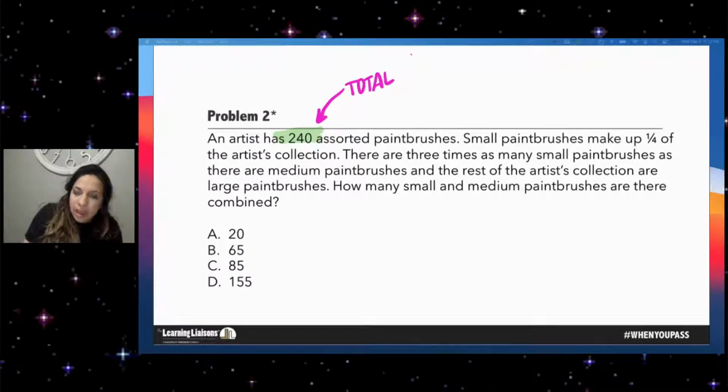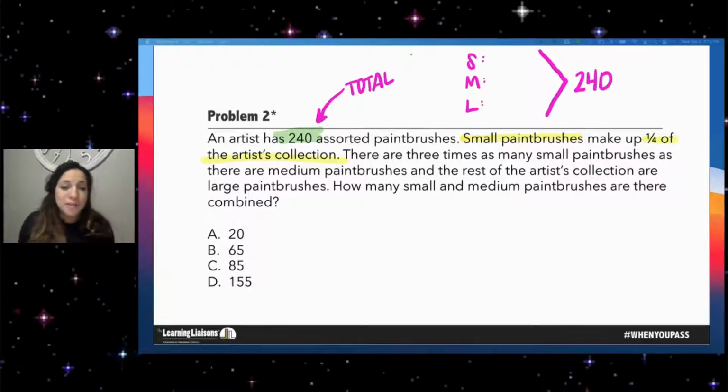What other information did we gather? We also found out that small paintbrushes make up a quarter of the artist's collection. So I know that small, medium, and large are what she has, and it equals 240. Is this a super algebraic way to solve this problem? No, but I don't always solve problems super algebraically. If you want to solve it super algebraically, you can, but sometimes I just need a visual. So I have small, medium, and large paintbrushes, and all together it equals 240.